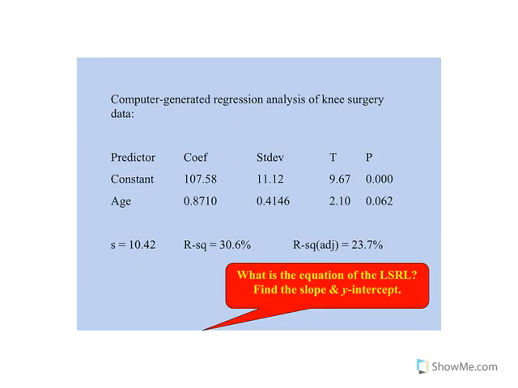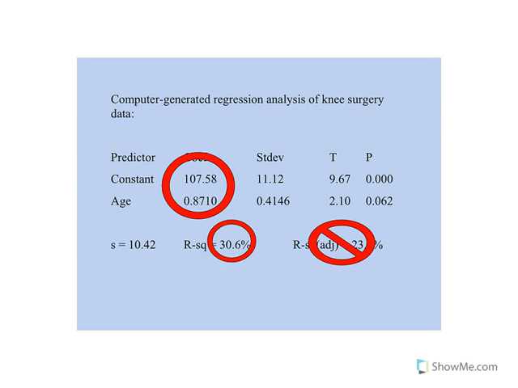Now, how do I calculate all of this information using my computer output? Well, let's take a look at this computer output here, and let's find the equation for the least squares regression line, y hat, and let's find the slope and the y-intercept. Well, remember, when we're looking at this data, the line that says constant is the line dealing with our y-intercept. This column here was our coefficient column. The coefficient in front of our x variable here is 0.8710, so that's the slope.